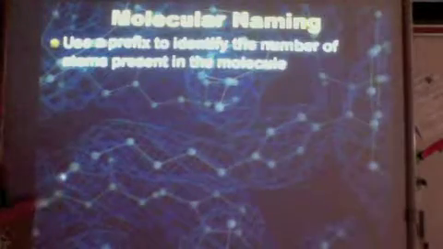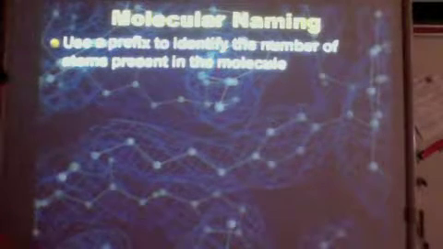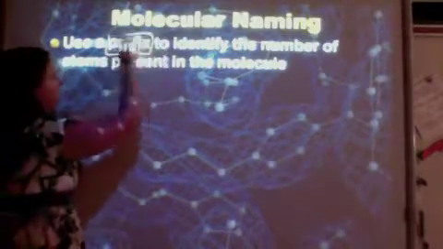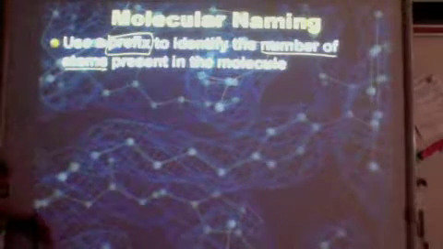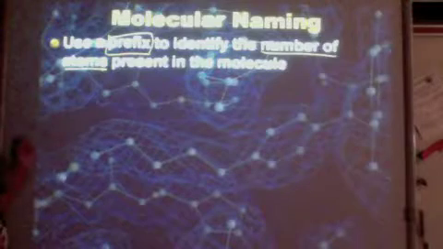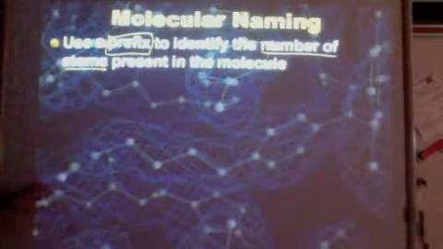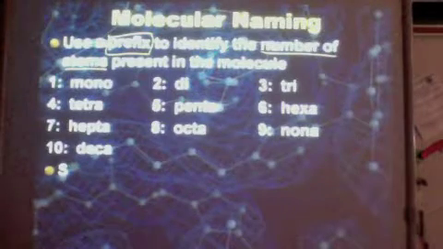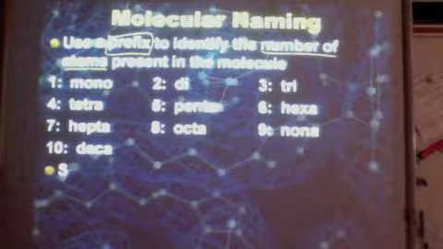Okay, the naming for this is quick and easy, painless, okay? So you use a prefix to identify the number of atoms. There's no crisscrossing, there's no charges, there's nothing of that sort. So it's just looking at prefixes. Now, prefixes are the part of the word that goes in front. So the hardest thing that you have to do is memorize these prefixes, which geometry has already helped with most of them because they're the same prefixes.